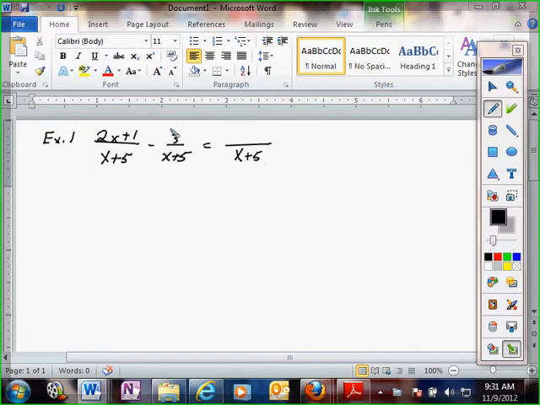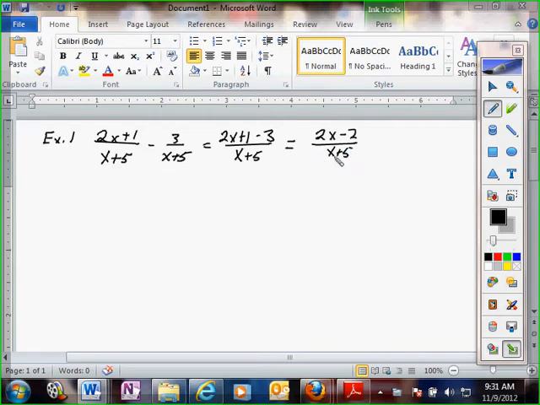And so I have 2x plus 1 on top on the left, and then minus 3. And then I want to combine my like terms. On top I have 2x plus this 1 minus 3 is a minus 2, so it's going to be 2x minus 2 over x plus 5.